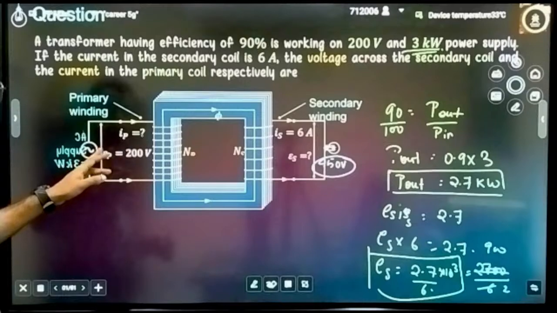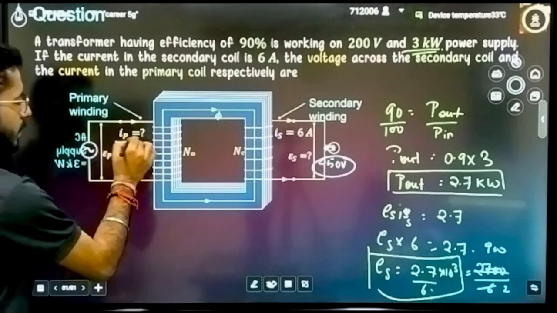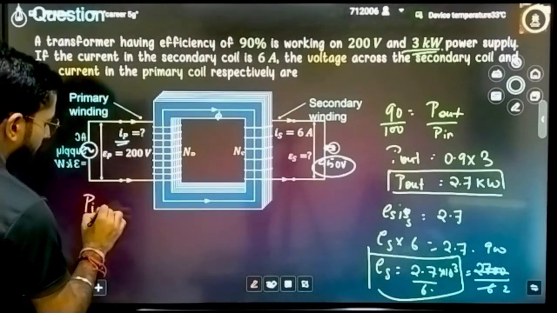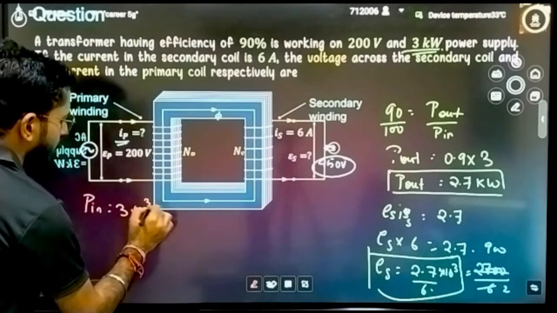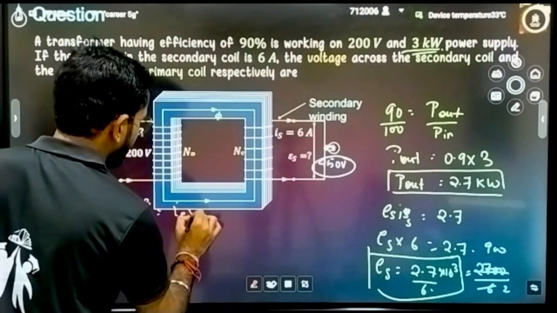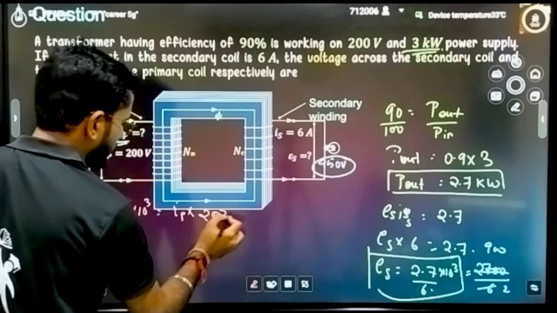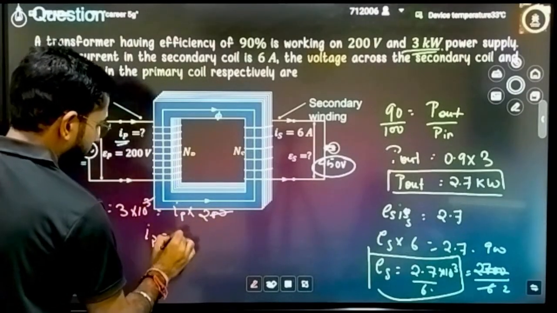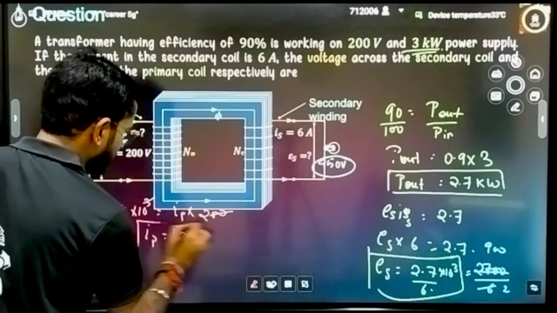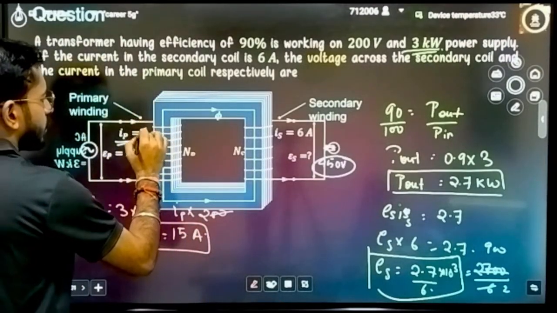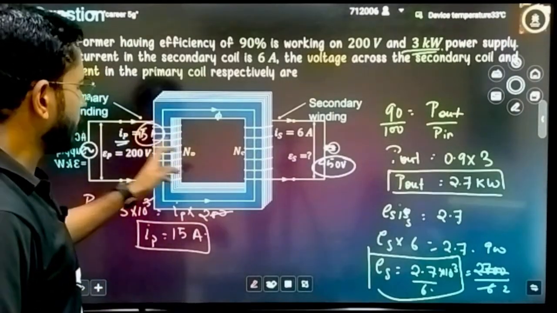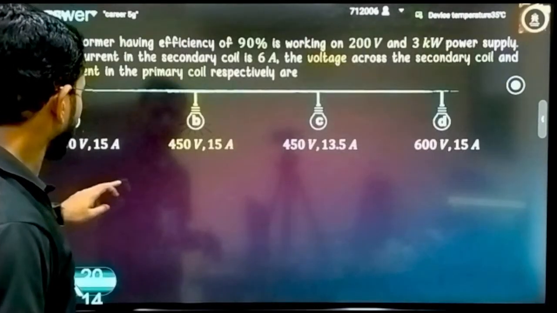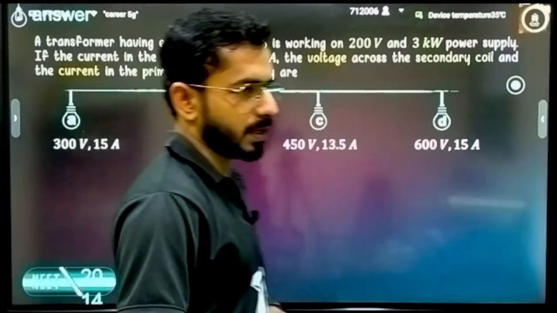What is the second thing that you have to calculate? The current in the primary circuit. How will you calculate it? You know the input power. Input power is equal to 3 kilowatt, that means 3 into 10 to the power 3. It is equal to IP into EP. EP is 200. This will be cancelled. That means IP will be 15 ampere. Check if any option is matching. 15 and 450, option B. 15 and 450 are the options that will be correct.